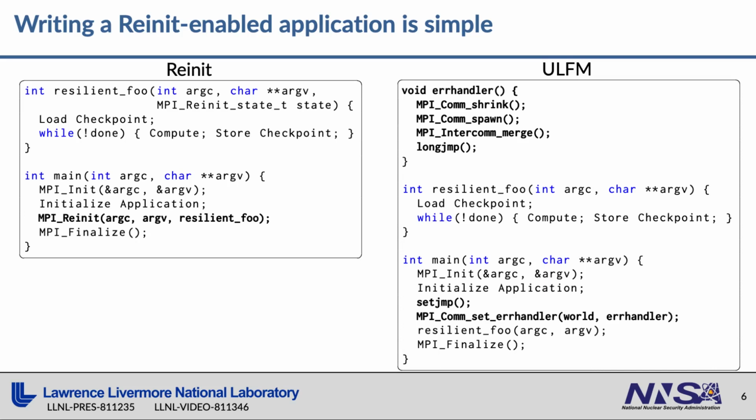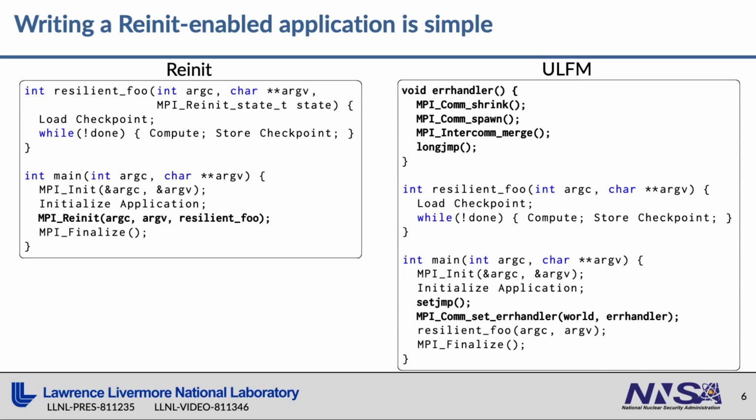Calling the resilient function has similar semantics for MPI state as MPI init. So the number of ranks when calling this function is the same as the number of ranks before the failure. And the valid communicators are the MPI COMM WORLD communicator and also the trivial communicators self and null.